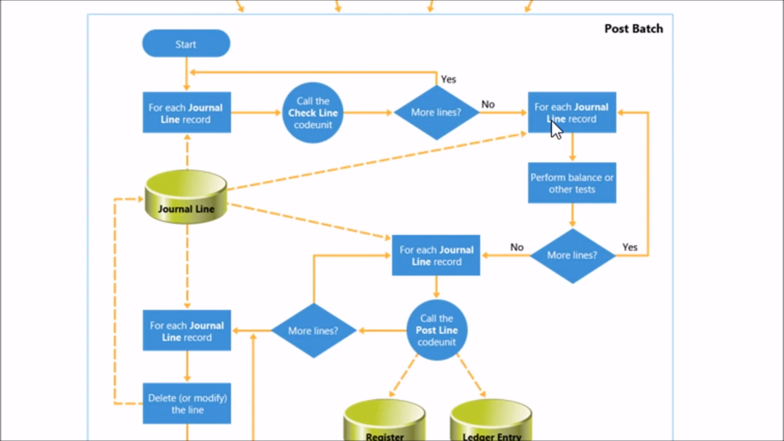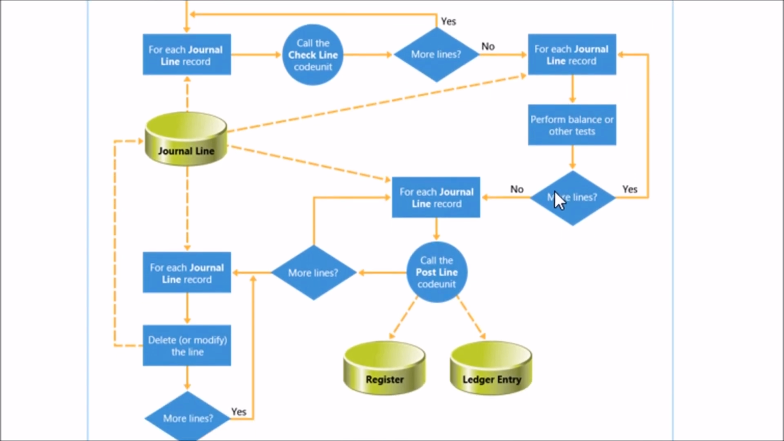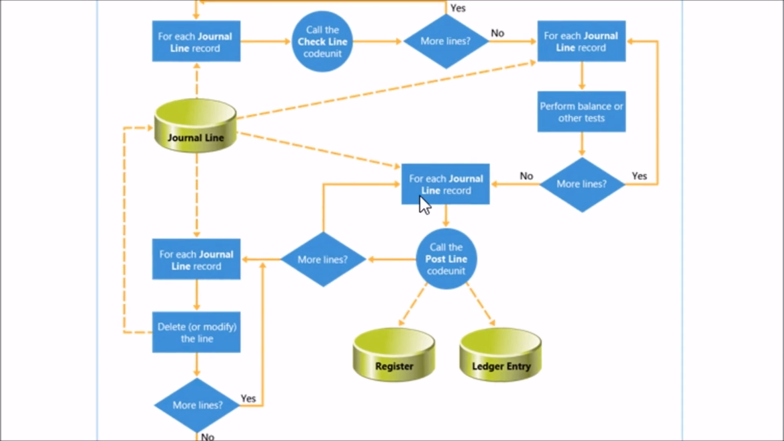If there are no more lines, then the PostBatch code unit will do a number of checks. So for each journal line record, perform some balance checks. If that's okay, another loop will start over each of the journal lines, for which it will call the post line code unit. And the post line, as we have seen, will create the register, record, and ledger entries. And this will happen for each of the journal line records.